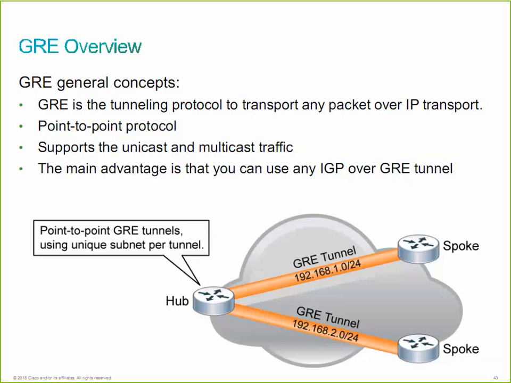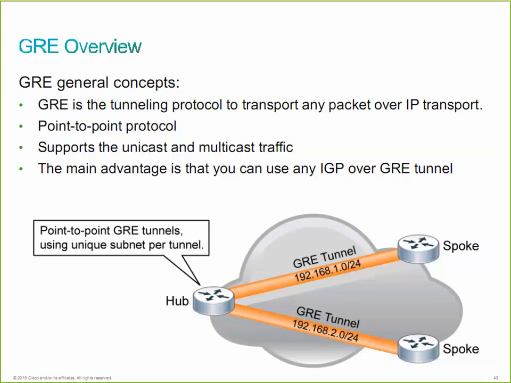All right. In addition, and we can see that depicted on the diagram here, GRE is usually implemented using a hub and spoke topology. The hub router has to establish point-to-point tunnels with spoke routers. So you have to have a unique subnet on the point-to-point connections between each site.